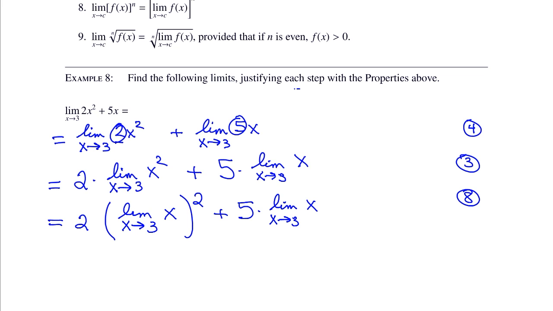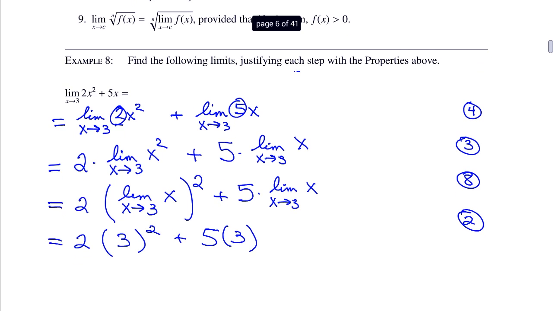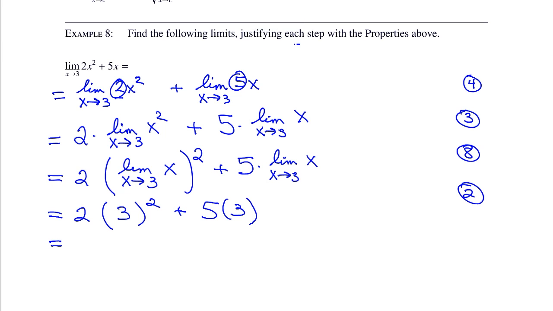Now we're to the heart of this. What is the limit as x goes to 3 of x? It's 3. Which property is that? That's property number 2, right? Property number 2 says the limit as x goes to 3, or x goes to anything of x, is whatever that number is. So here, this is going to go to 3. And it goes to 3 over here as well. That was property number 2. And finally, we work it out, and the answer is 33.